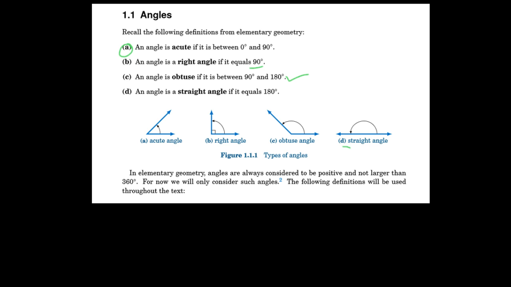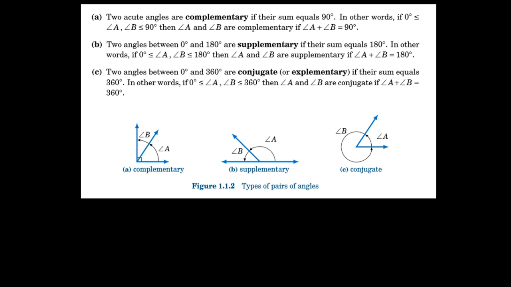This is a picture of a straight angle, just a straight line. An obtuse angle opens and it's greater than 90 degrees. Here we have a right angle that's exactly 90 degrees, and that little sign right here indicates that that's 90 degrees, and an acute angle that's between 0 and 90 degrees. These definitions we will be using throughout this class.